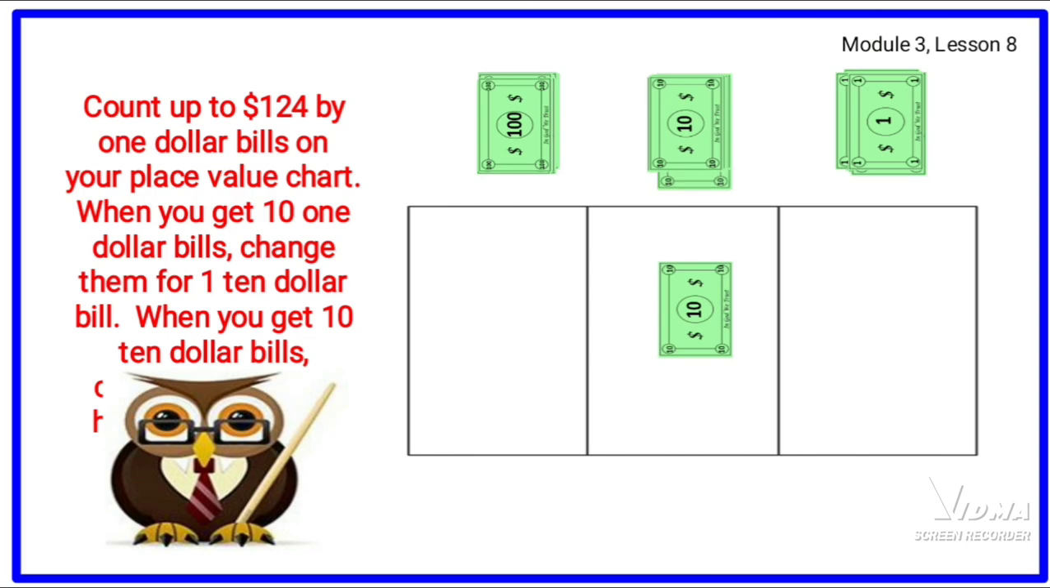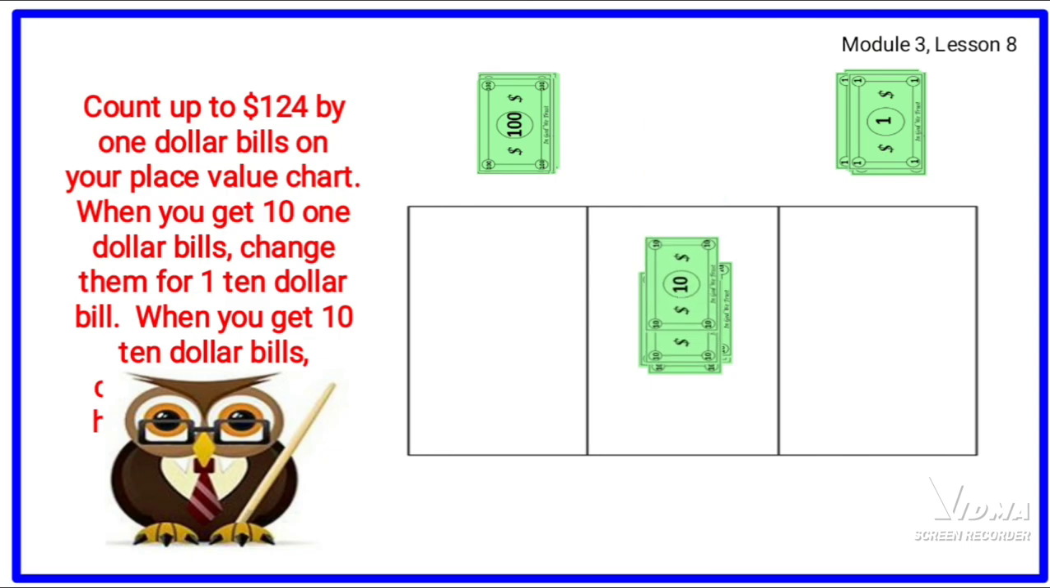All right, so let's count. So we now have $20, $30, $40, $50, $60, $70, $80, $90, $100. What would you now do to this $100 that is in $10 bills? We'll bundle it and make it a $100 bill.